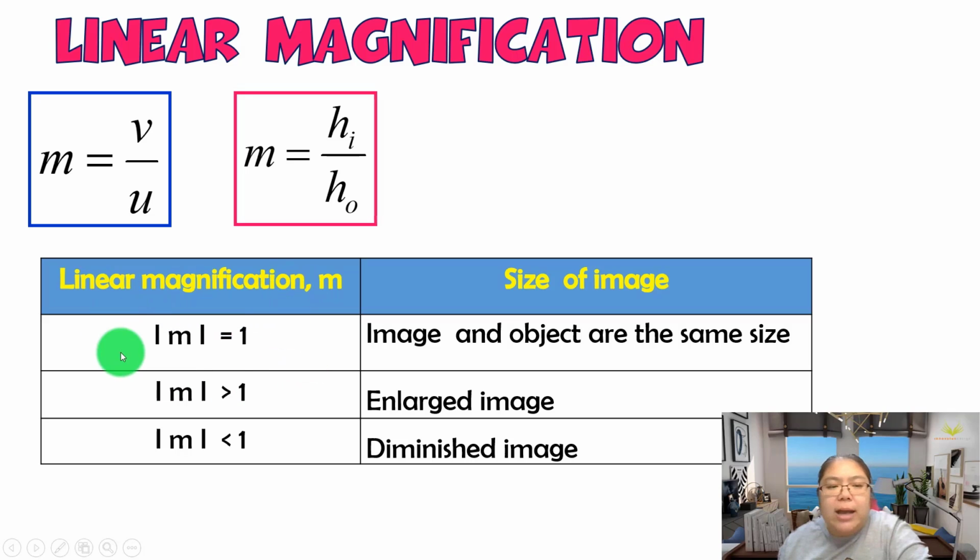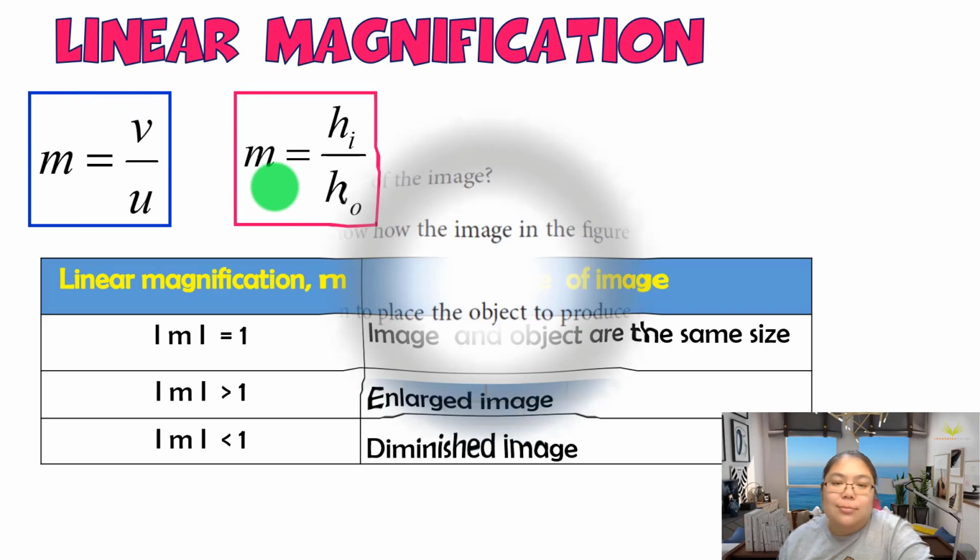So when you get M equal to 1, we put modulus, which means the magnification cannot be negative. If you get 1, it means your image and object are the same size. Number 2, if your magnification is more than 1, it means the image is magnified, your image becomes larger. When M is less than 1, meaning 0 point something, no negative, it means your image is smaller, diminished. For magnification we don't have any unit, just the value only. So you must remember the formula for finding the magnification.